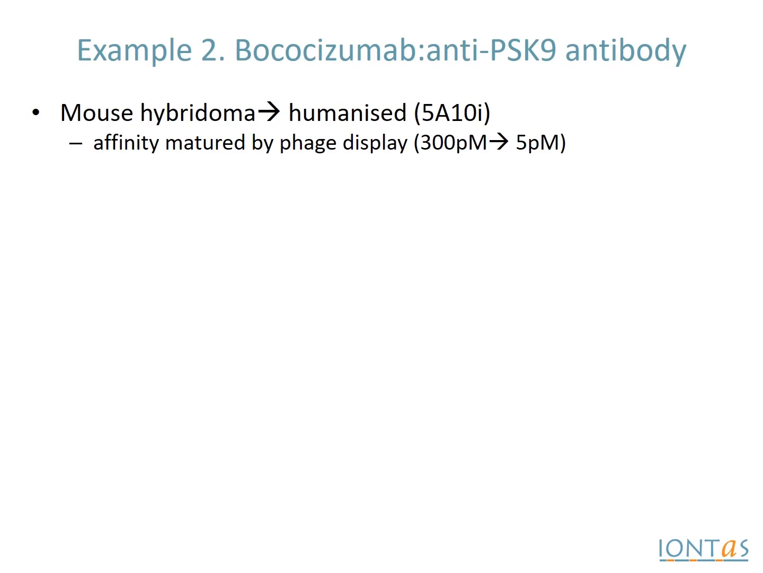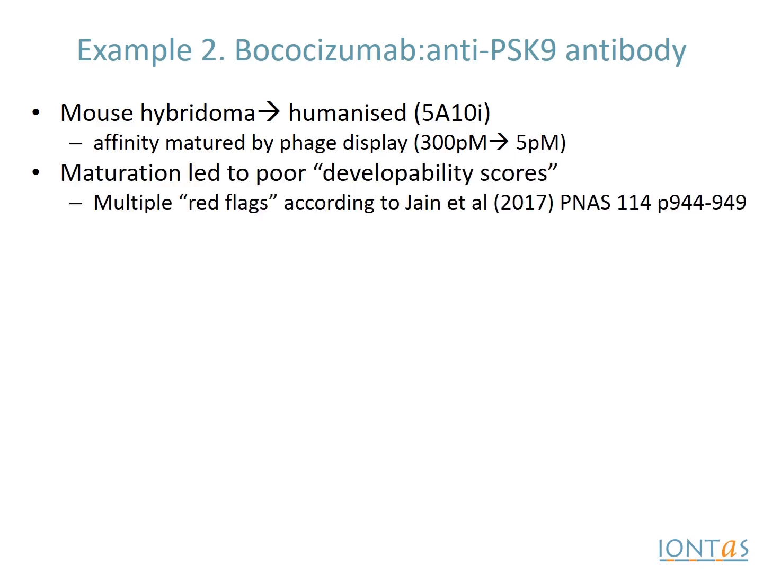I'd now like to take another example where we've been able to take an antibody with poor biophysical properties and improve it using the mammalian display system. In this case, it's bococizumab, an anti-PCSK9 antibody developed by Pfizer, and in fact this had gone all the way through phase 3 clinical trial before being pulled by Pfizer last year. This started as a mouse hybridoma, which was humanized, and then using phage display, the affinity of the clone was improved from 300 picomolar to 5 picomolar. Unfortunately, while focusing on improving the affinity, this antibody gained some liabilities from a point of view of development.